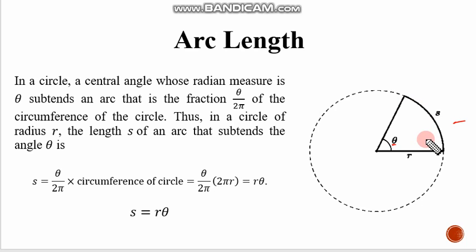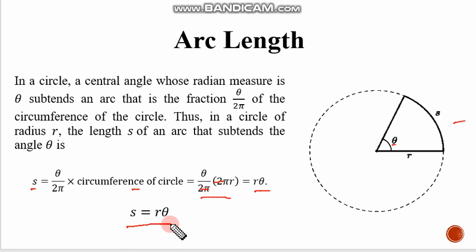Thus, in a circle of radius r, the arc length s of an arc that subtends the angle theta is equal to theta over 2 pi times the circumference of the circle. The circumference of a circle is 2 pi r, if you remember that from junior high school. So theta over 2 pi times 2 pi r. We cancel the 2 pi, so theta and r, that's r theta.